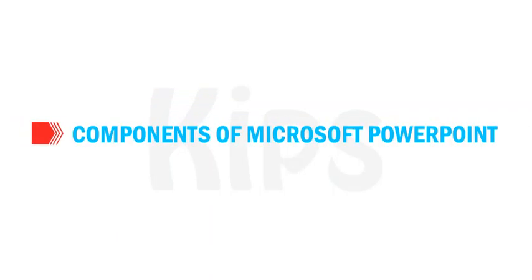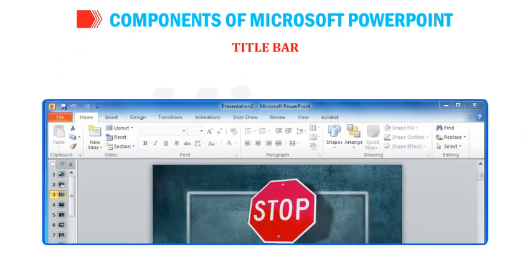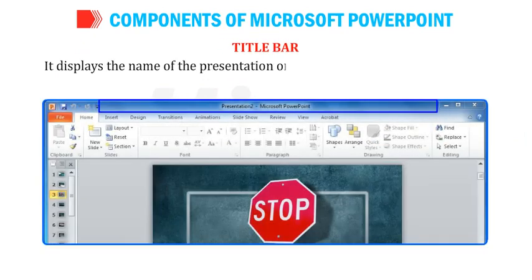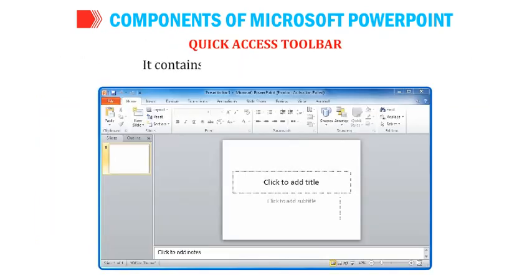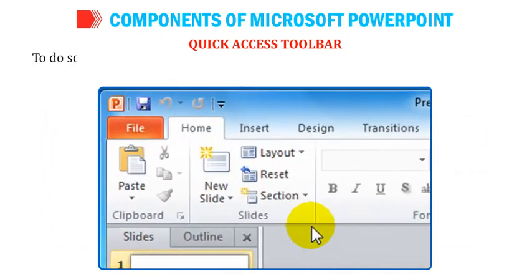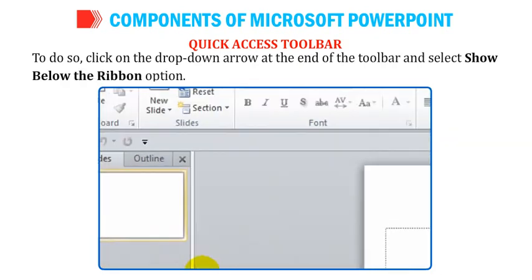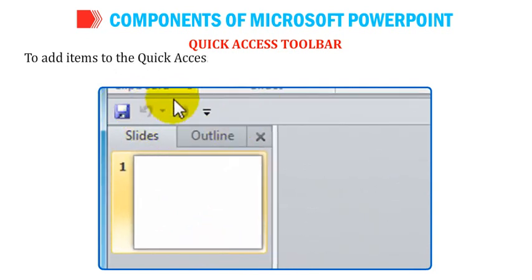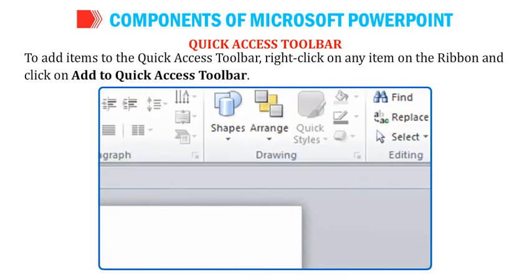Now let us understand the components of Microsoft PowerPoint. Microsoft PowerPoint consists of the following components. Title bar. It displays the name of the presentation on which you are currently working. Quick Access Toolbar. It contains the frequently used commands. You can place this toolbar either above or below the ribbon. To do so, click on the drop-down arrow at the end of the toolbar and select Show Below the Ribbon option. To add items to the Quick Access toolbar, right-click on any item on the ribbon and click on Add to Quick Access toolbar.